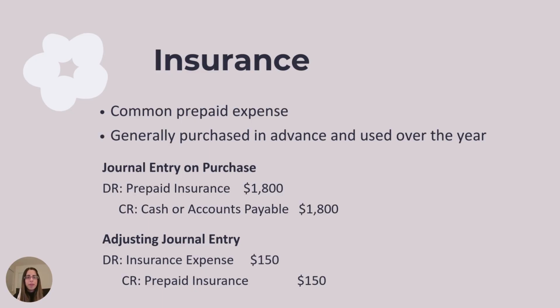Now, your adjusting journal entry in this case, we're just doing it for 1 month, is going to be how much you would have used up for the month. So 1800 divided by 12 months is 150. After the first month of purchase, we want to record an adjusting journal entry that will recognize how much of this prepaid insurance we consumed over the month. So we would recognize a debit to insurance expense of 150 and then credit the asset. So credit the prepaid insurance of 150 to reflect that we've used up 1 month's worth of insurance.